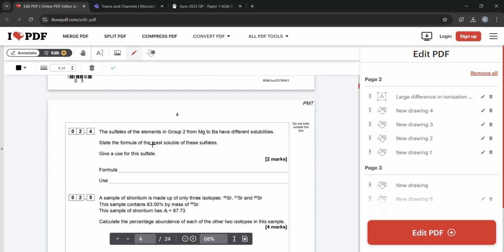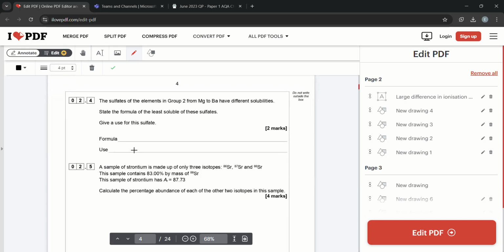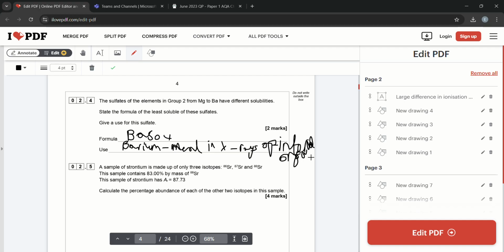Sulfates have different solubilities, they form the least soluble of these sulfates.